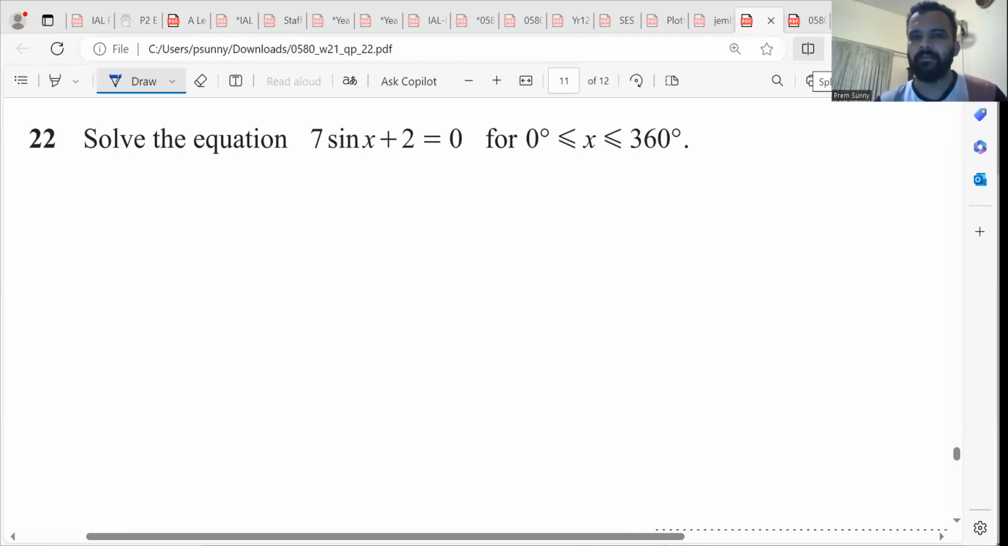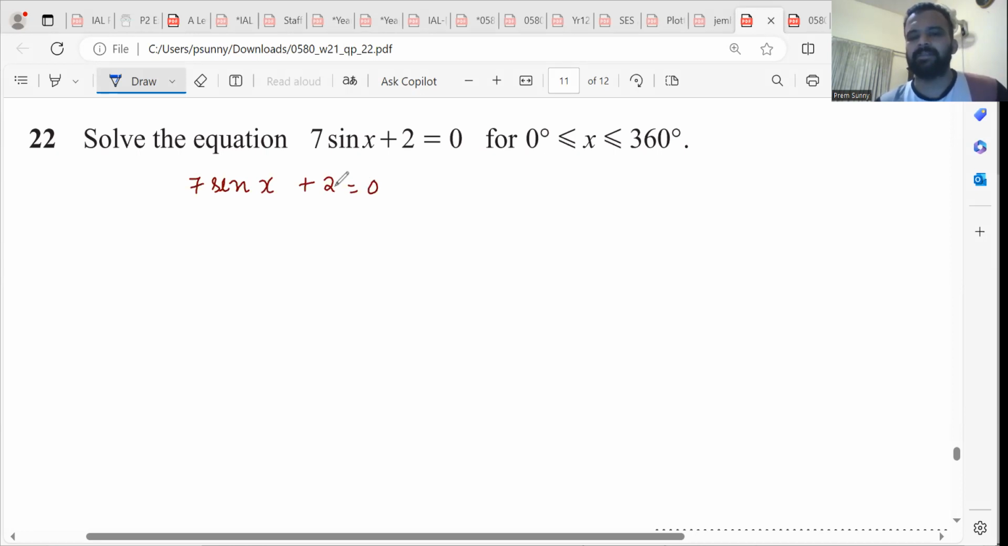The first value for x we will be getting from our calculator. For the second value we will be using the CAST diagram. First value we will be getting from our calculator, and the second value we will be getting from the CAST diagram. So let's see how we solve this CAST diagram question. So let's start with the basic algebra method here. 7 sin x plus 2 is equal to 0.